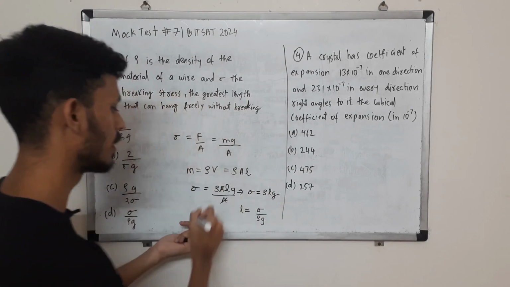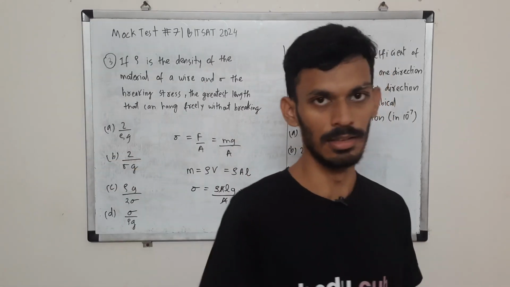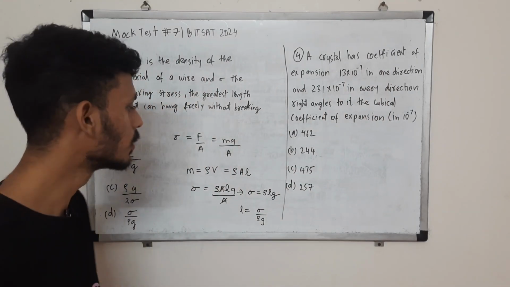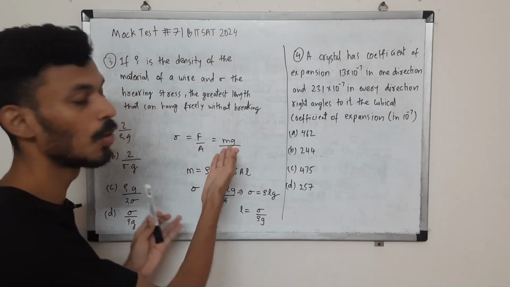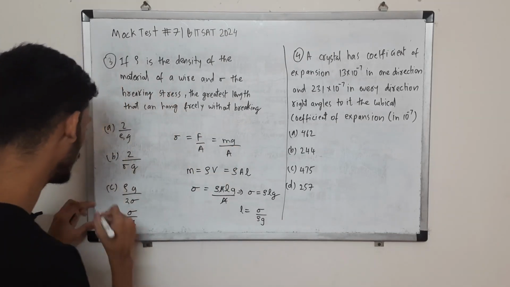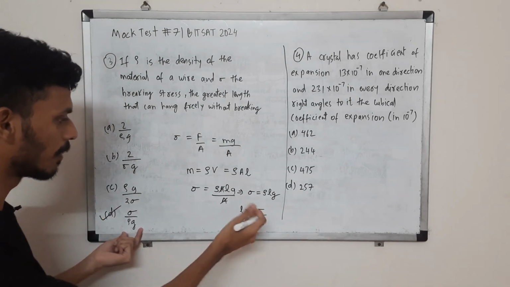So this is the maximum length that your wire, the freely hung wire, can be, so that it does not break. So the wire basically breaks under its own weight, like people break under their own egos. Anyways, that became deep. So the correct option over here is option D, sigma by rho g.